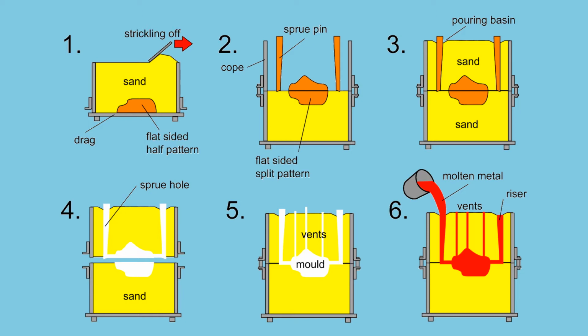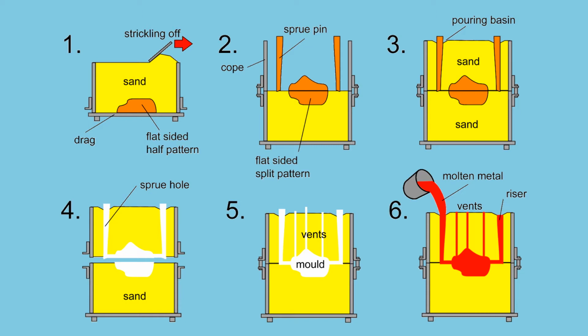Once the release agent is applied, sand is then filled to the top of the drag, and as it's being filled, it's filled in layers, and then each layer is compressed. So it's very, very dense, it's very heavy, and it's very, very secure. And then as it gets all the way to the top, the excess sand is then strickled off with a strickling rod, and all that means is the top is being leveled. And let's go on to number 2.